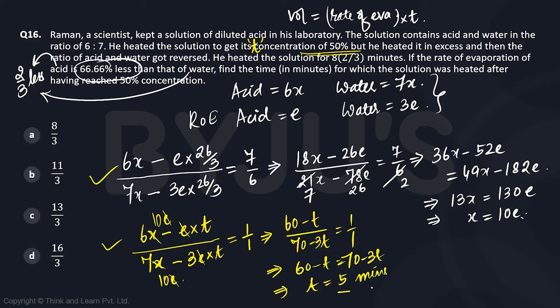As in, if it was heated for 5 minutes, we were supposed to have a concentration where the acid and water were equal, 50% concentration, in other words. So for how long was it heated extra? It was supposed to be heated for 5 minutes. We ended up heating it for 8 2/3 minutes. So can we say the extra it was heated was for 3 2/3 minutes? And 3 2/3 minutes is nothing but 11/3 minutes. So B is going to be our answer.